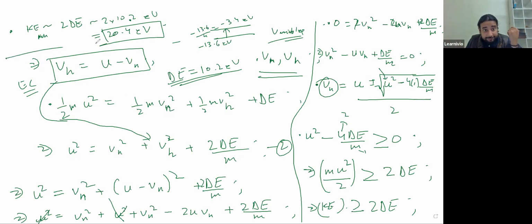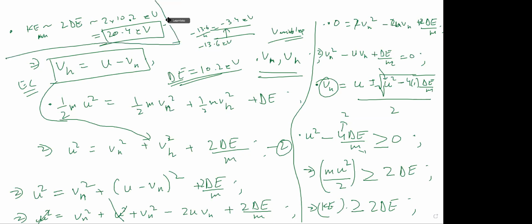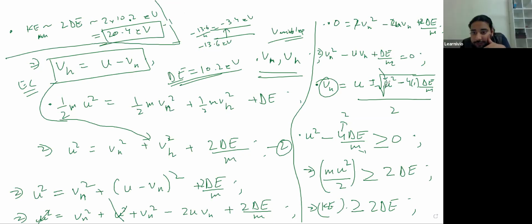Does this make sense? Yes, sir. So on the right hand side, Vn equal to u plus or minus root of u square minus 4 into 1 into delta E. This is u square.